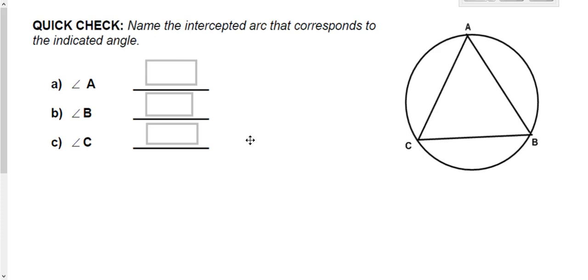So go ahead and pause the video and see if you can name the intercepted arc. This is the most important thing in this lesson, being able to, given an angle, say which arc goes with it. So pause it, put down your answers, and then check them.